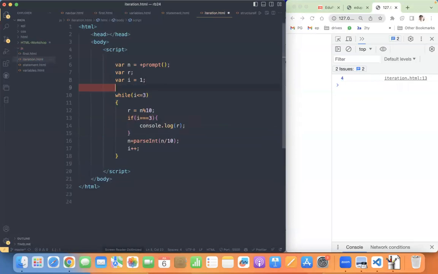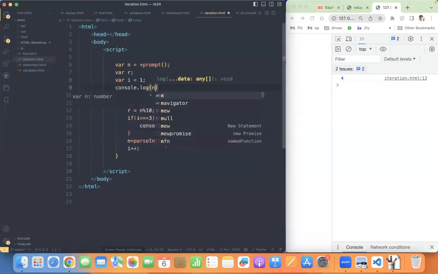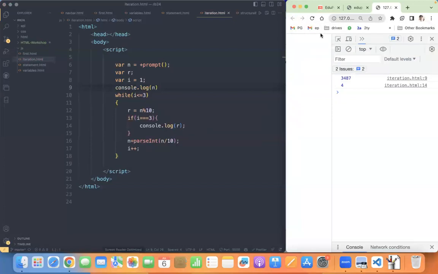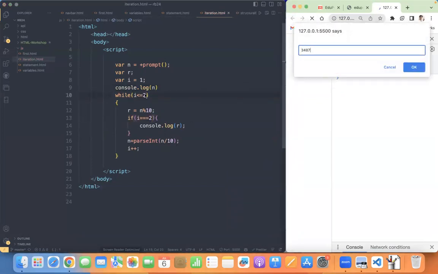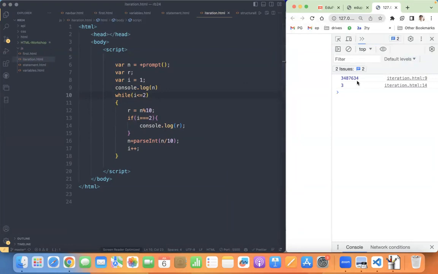Let us print the value of n, console.log of n. What is the hundreds place of n? 4. I want to print the tens place. So what are the changes I have to make? Make these two as 2. So I'll get only the tens place. But this is a stupid logic, because I have to change these values, right?